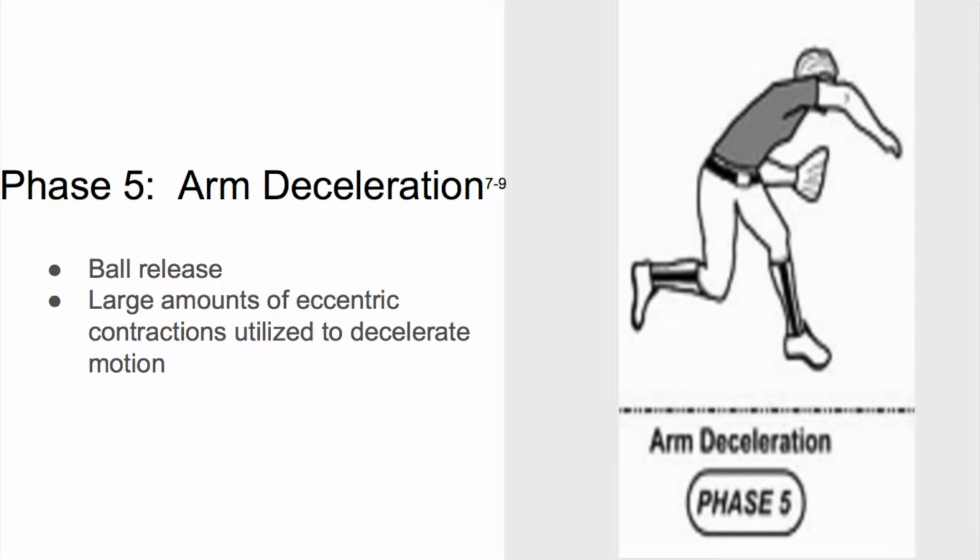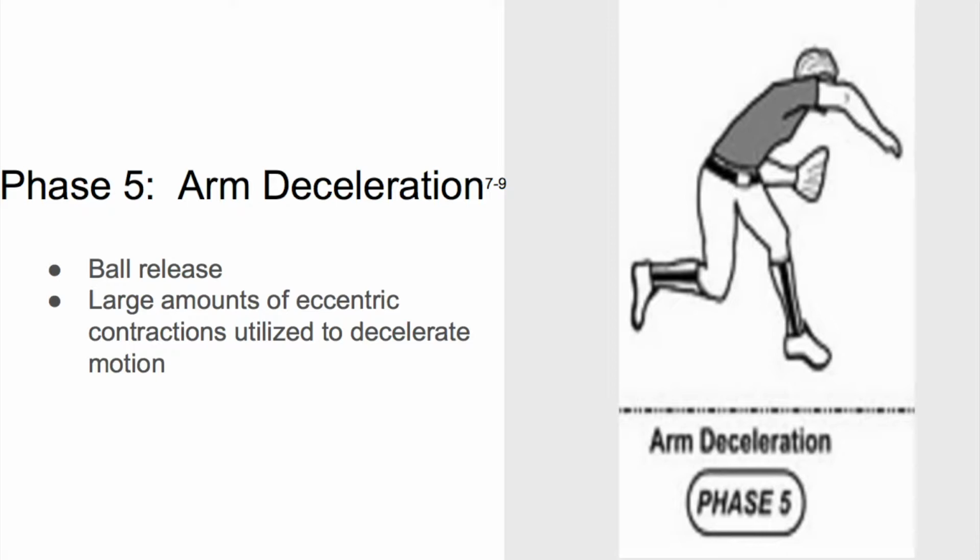The deceleration phase, or the fifth phase of the throwing motion, is highlighted by ball release and large amounts of eccentric contractions to decelerate the forces that were generated during the kinetic chain before ball release. This phase starts when the ball leaves the hand and ends when the shoulder is in maximal internal rotation. Because of the high loads of eccentric contractions, most overuse injuries are found during this phase.